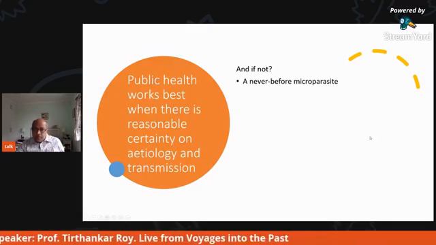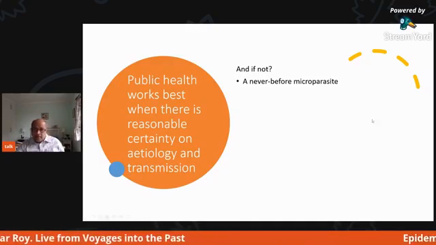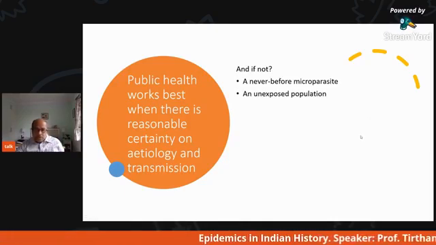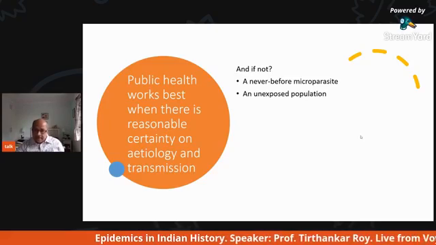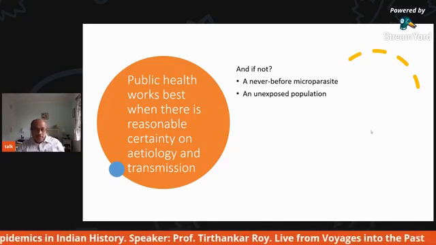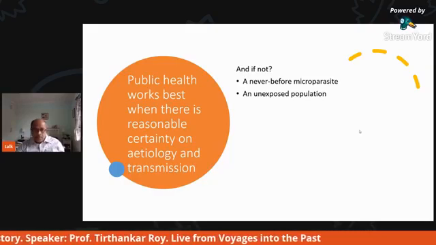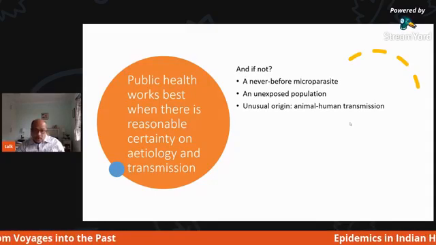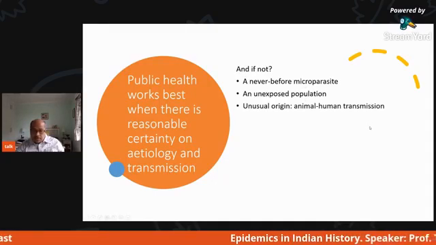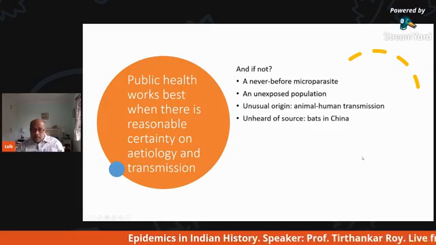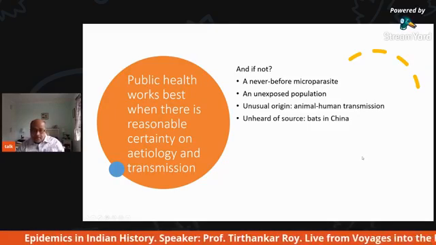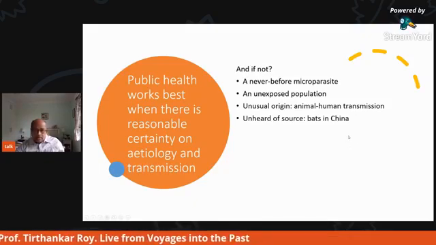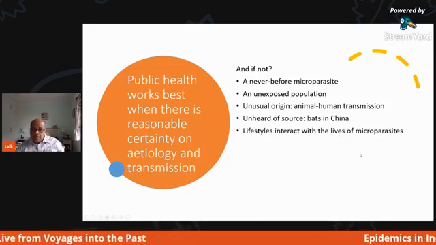Well, if a never before seen microparasite comes into the stage, if a population which had so far been unexposed to an existing microparasite becomes exposed, more migration or foreign travel or whatever it is, unusual origin, animal to human transmission, which is very hard to predict or how that is going to happen, unheard of source like bats in a Chinese cave. Nobody thought that could cause a worldwide epidemic.